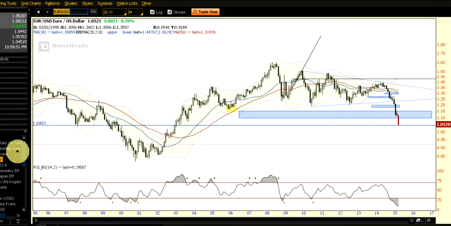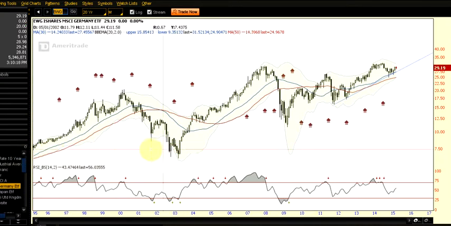Let's see, what else can we look at? Since we're talking about Europe, let's look at Germany. Germany still looks strong. Germany is just the rich uncle on the block, and so their markets are strong.